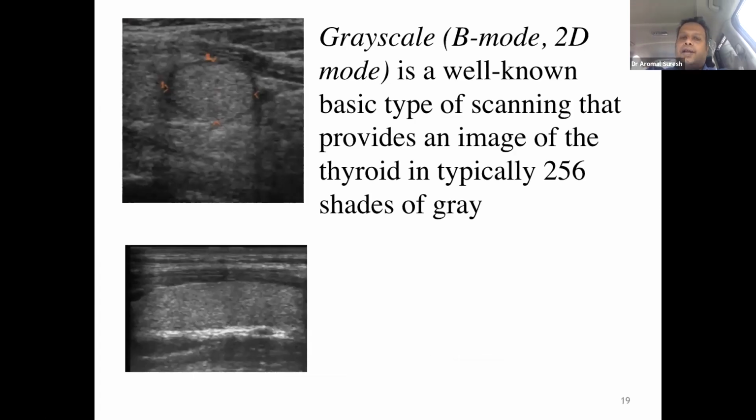Regarding grayscale imaging, it is a very well-known, basic thing. You can characterize the nodule using grayscale imaging. It has almost 256 shades of gray. But the problem with grayscale imaging is that in isoechoic and hyperechoic nodules, there may be difficulty in assessing the margins and lobulations, in Graves' disease and Hashimoto thyroiditis also. You may feel like there is a pseudo lobulation that cannot be distinguished properly in a grayscale ultrasound. But if you are using color grading or harmonic imaging, you can very well make it out.